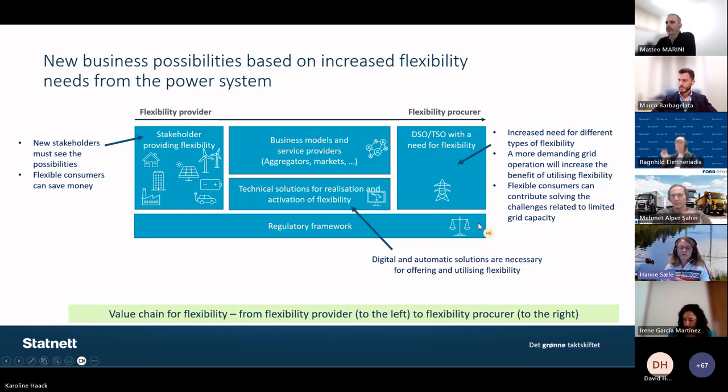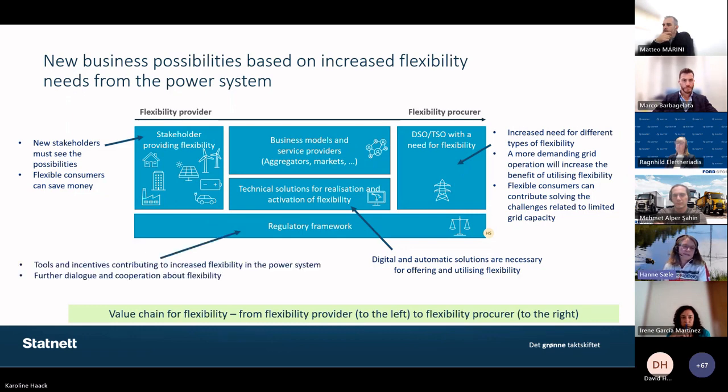But to get the possibility to realize and activate flexibility, it is important with digital and automatic solutions. And for the last, it is necessary with tools and incentives, as I said, contributing to get these new flexible resources. And also we are working with a further dialogue and cooperation. It's important for the whole power business to cooperate to get this flexibility available.